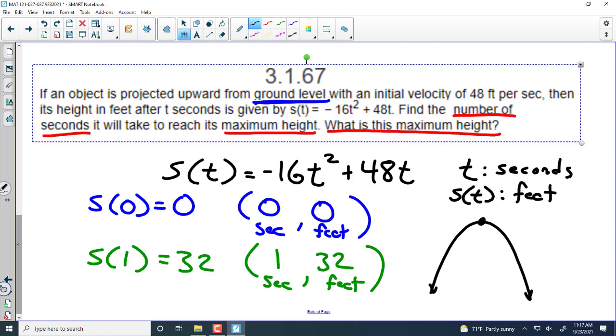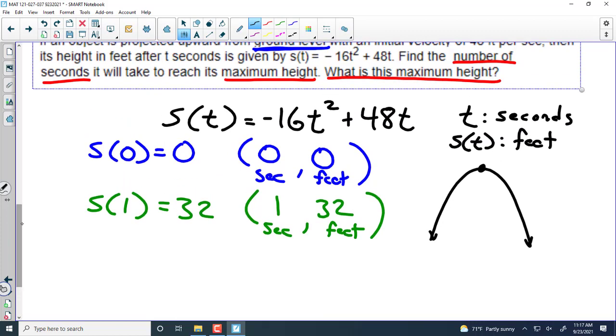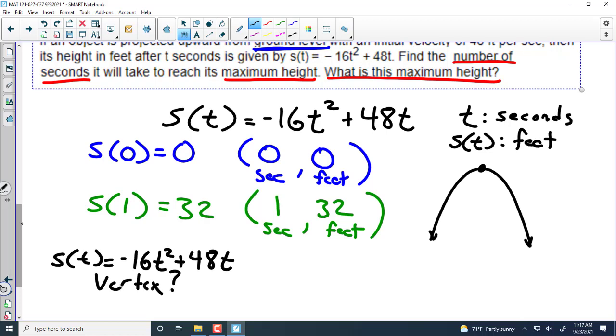The other thing about story problems is this. Story problems you encounter in a math class almost always are asking you to do something you know how to do already. You just need to figure out what it's asking you to do. This thing might as well say this: S of t equals negative 16t squared plus 48t. Give the vertex. That's what it's asking for.